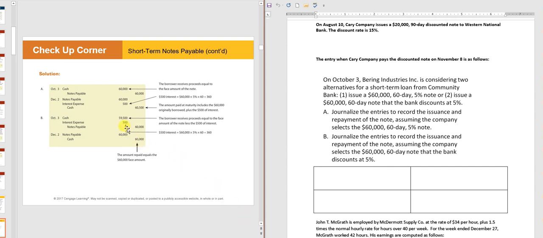Notice again, you're paying the same $500 of interest, but in one case you're getting $60,000, and in the other case you're getting 59,500. So this interest rate is actually more than 5%.